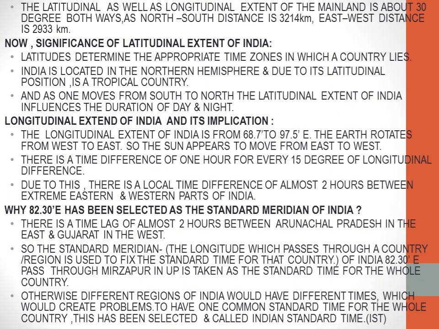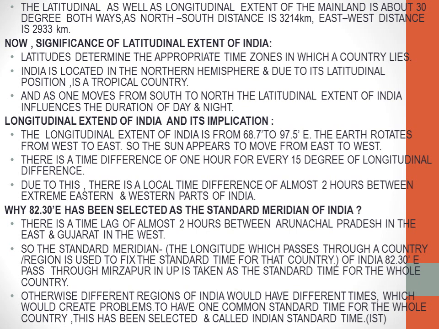Now, the latitudinal as well as the longitudinal extent of India's mainland is about 30 degrees both ways, almost 30 degrees. It is not approximately 30, but it is almost 30 degrees. As we know, the north-south distance is 3214 kilometers and the east-west distance is 2933 kilometers. So almost 30 degrees is being covered on both sides.